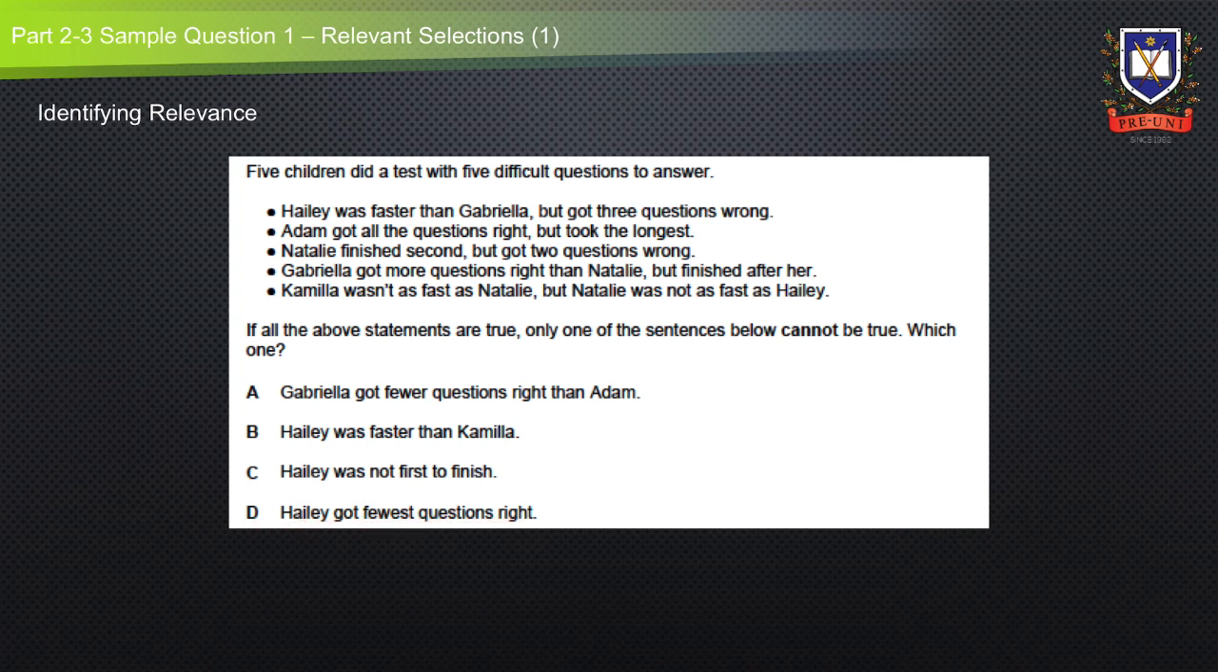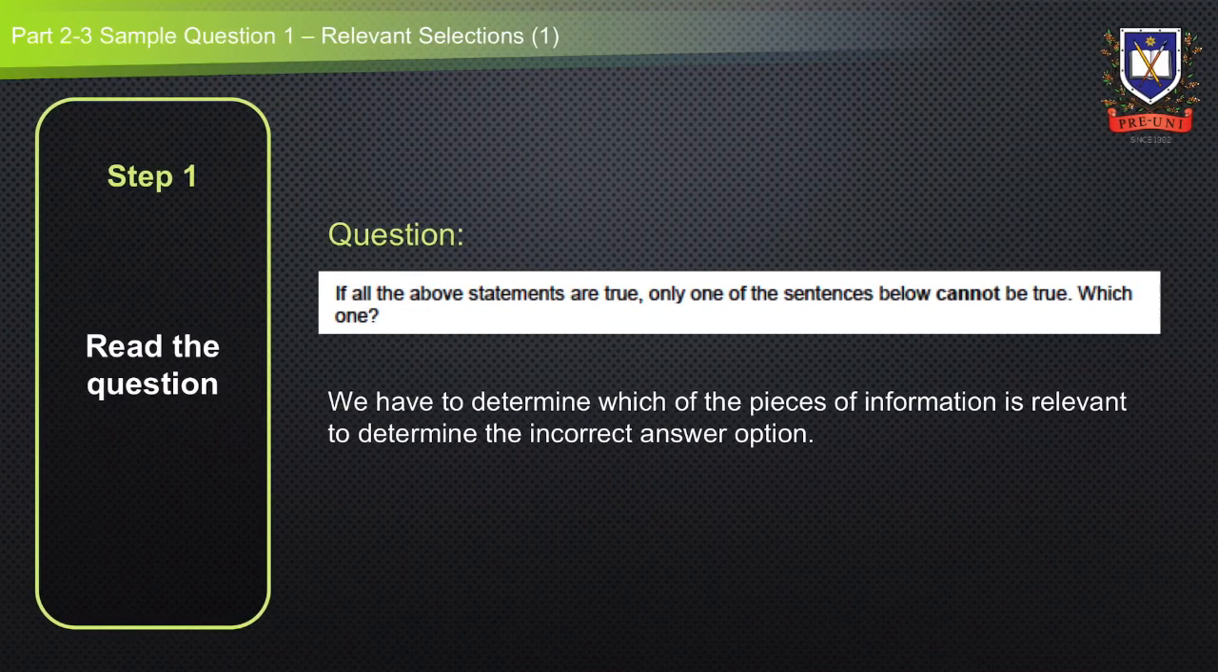This question falls in the relevant selection question category, as it requires students to process given information and determine which answer option cannot be true by identifying the relevancy of each option. Then, let's apply the general approach method to solve this question. The first step is to read the question and determine what it is asking. Since it is asking if all the above statements are true, only one of the sentences below cannot be true. Which one? We want to determine which pieces of information are relevant to determine the incorrect answer option.